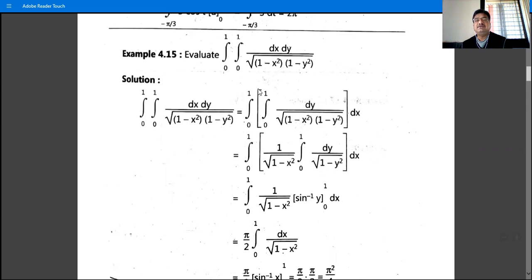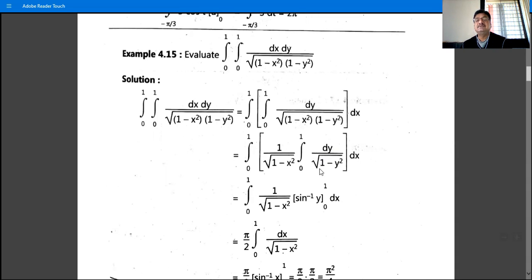So separate the integration, that is, write this bracket, and integrate with respect to y first. Therefore 1 by root of 1 minus x square becomes a constant quantity, and it comes out of the integration sign, because 1 by root of 1 minus x square, 1 minus y square is separated as root of 1 minus x square into root of 1 minus y square. Then take 1 by root of 1 minus x square out of this limit, because it is now a constant quantity, since the integration is with respect to y first.